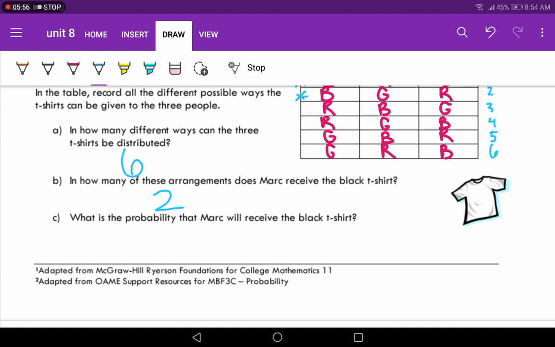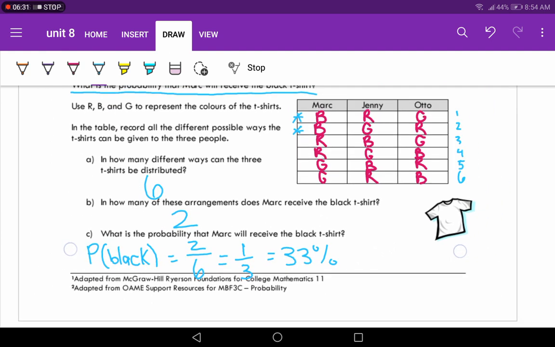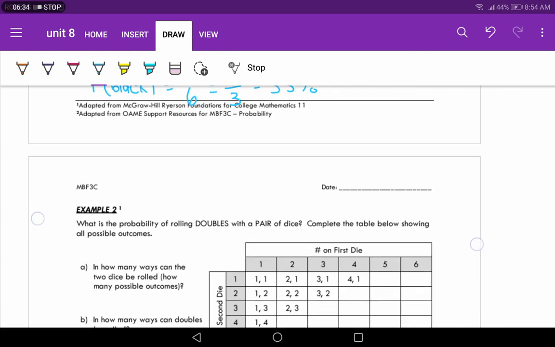Part C says, what is the probability that Mark will receive the black shirt? Again, the probability is the number of times we're successful. In 2 of those situations we're successful, in the sense that Mark will get the black shirt, out of a total of 6. If we divide both of those by 2, we will get 1/3. 1 divided by 3 times 100 means there's a 33% chance that Mark will get that black shirt. Okay, moving on to our next example.